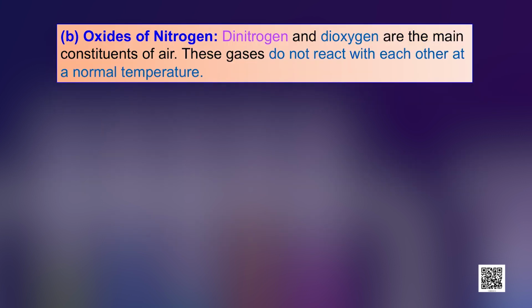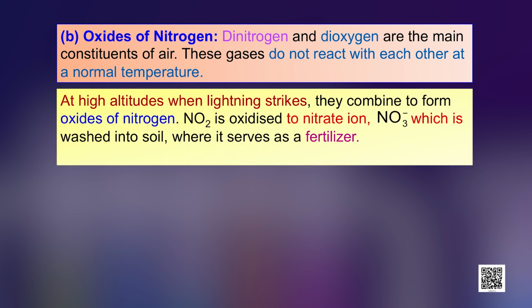The second category is oxides of nitrogen. Dinitrogen and dioxygen are the main constituents of air. These gases do not react with each other at the normal temperature, you know it, but at high altitudes, when lightning strikes, they combine to form the oxides of nitrogen. Nitrogen dioxide is oxidized to nitrate ion, which is washed into the soil, where it serves as a fertilizer.